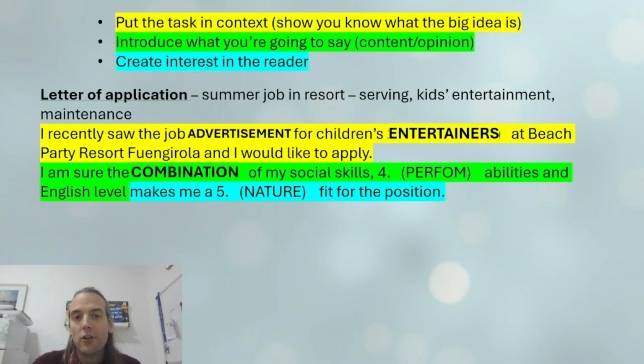Number 3, there's a combination of your skills, such as performance abilities, which makes you a natural fit for the position. So a few little Use of English part 3 questions there, because like I said before, we're trying to get lots of value out of everything we're learning. So that's what I would say is a very nice introduction for a letter of application.